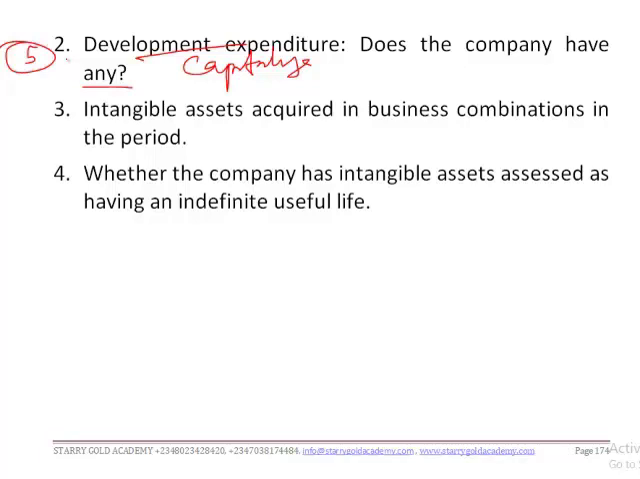Okay, and another one here is intangible assets acquired in business combinations in the period, and whether the company has intangible assets assessed as having an indefinite useful life. So all these should be what? All these should be disclosed. Is that clear?